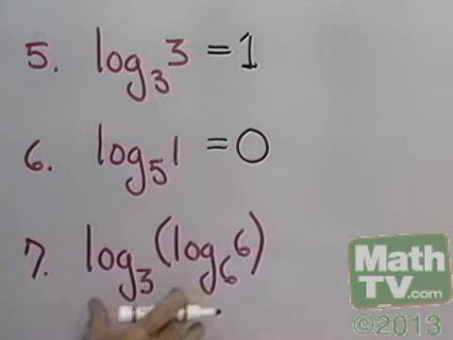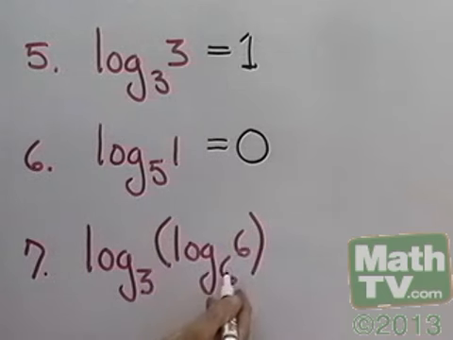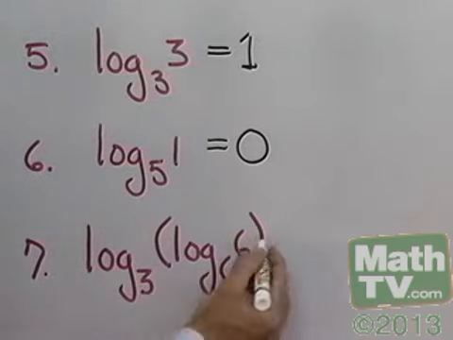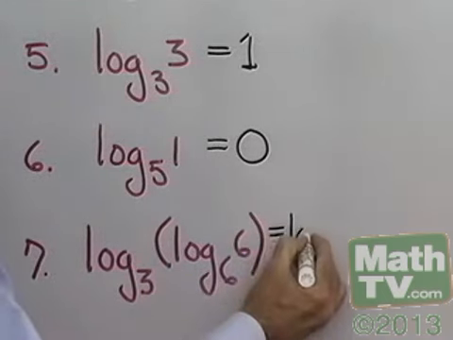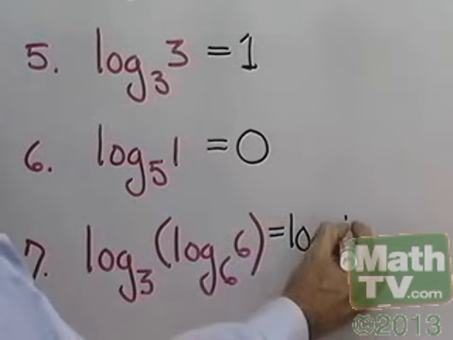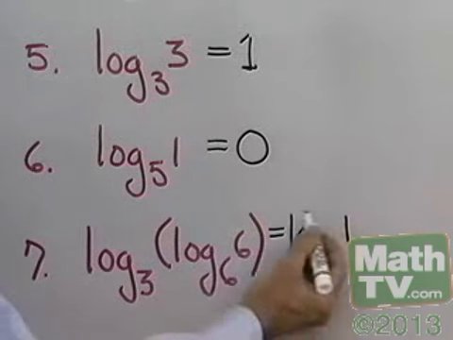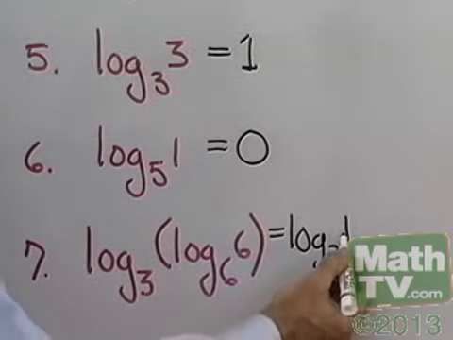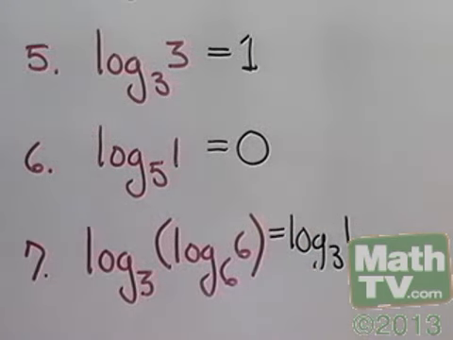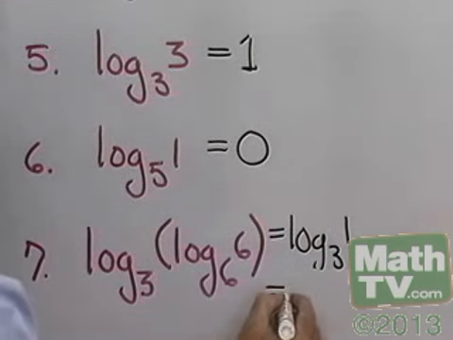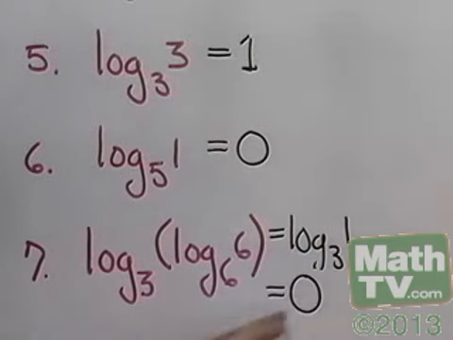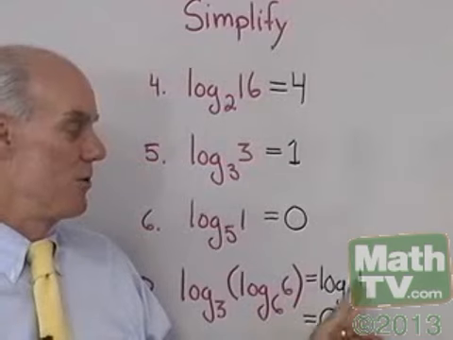Now my next problem down here, log base 3 of log base 6 of 6. I'll start inside the parentheses. What exponent do I put on 6 to get 6? The answer to that is 1. 6 to the 1 is equal to 6. Now I can simplify this. Log base 3 of 1. What exponent do I put on 3 in order to get 1? And the answer to that is 0. 3 to the 0 power is equal to 1.